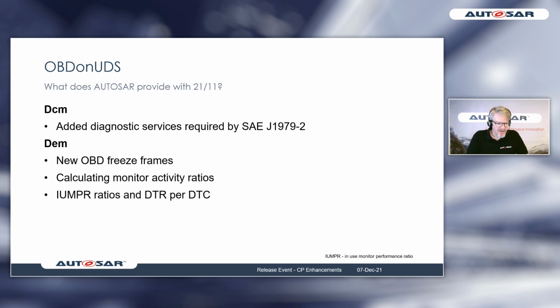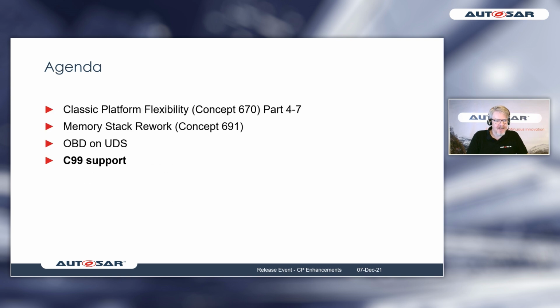What is done in AUTOSAR? All the necessary diagnostic services according to SAE J1979-2 were added. The new freeze frame was added, also the calculation of monitor activity ratios and the in-use performance ratios. So all of this supports the OBD on UDS functionalities in AUTOSAR.